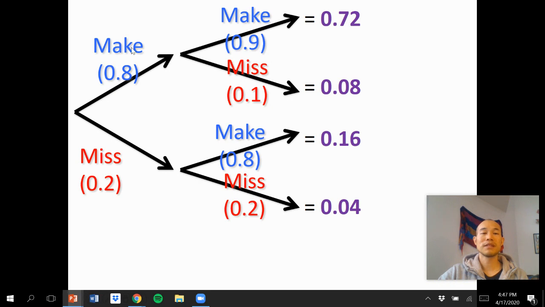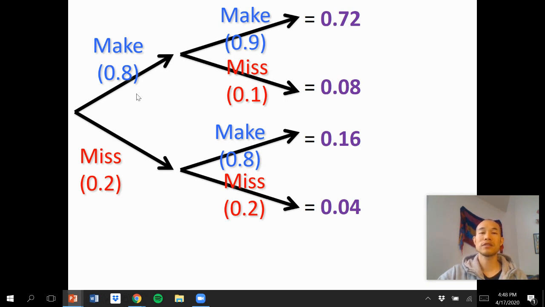Here are the probabilities. Let's say you're an 80% free throw shooter. 80% of the time you'll make it. And if you make your first one, you get a little bit of a boost of confidence, you get in the flow, and you have a higher percentage chance of making the second one. If you miss the first one, then, well, you're still an 80% free throw shooter. So these are the results.